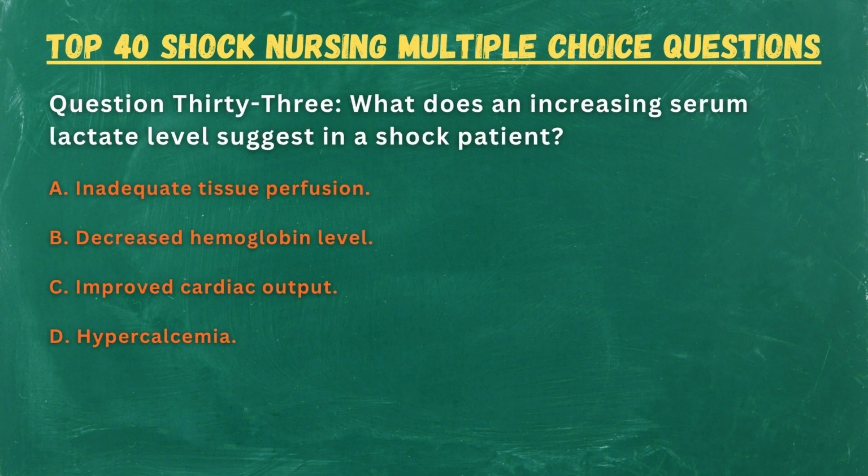Question 33. What does an increasing serum lactate level suggest in a shock patient? A. Inadequate tissue perfusion. B. Decreased hemoglobin level. C. Improved cardiac output. D. Hypercalcemia. Answer: A. Inadequate tissue perfusion.